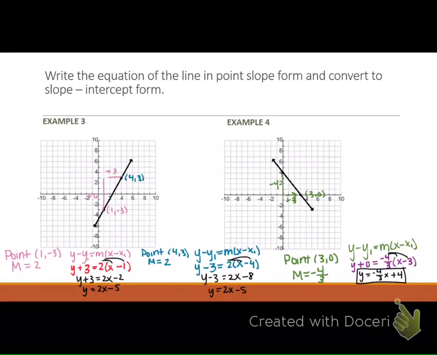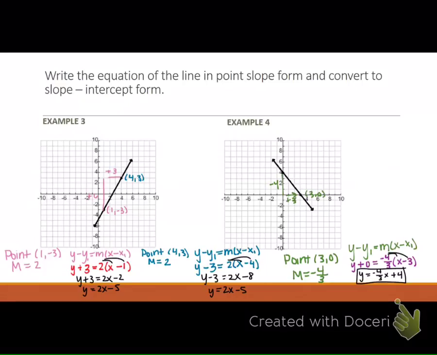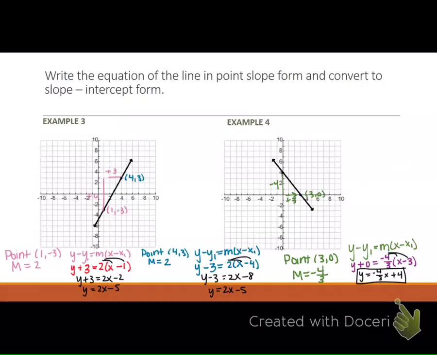I'm good at transferring. I'm not done writing. I'm good at transferring it into slope. Do you know how to get it into point slope form from the beginning? We're getting there. Okay. We'll keep working on it then.